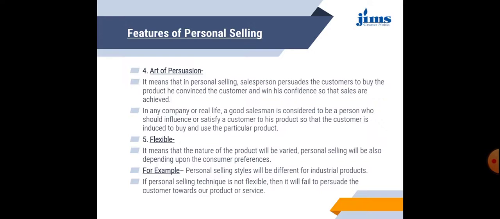The fifth feature of personal selling is flexibility. It means that the nature of the product will vary. Personal selling will also depend upon the customer's preferences. So the salesperson has to identify what kind of skills or what kind of flexibility that person has to give to the customer depending upon the customer's needs, customer preferences, nature of the customer, right? So personal selling styles will differ from situation to situation and from product to product.